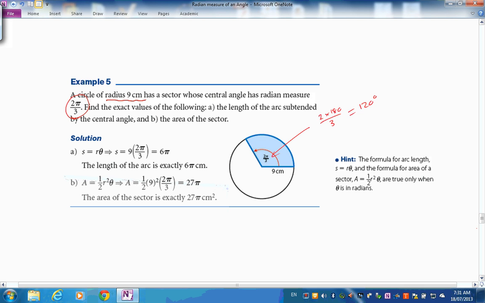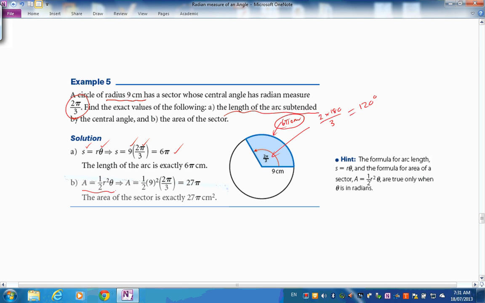So, can we find the length of the arc subtended? Yep, arc length is r theta, which is 9 by 2 pi on 3, which is 6 pi. So the length of the arc is exactly 6 pi centimetres. So that's this here, around here, 6 pi centimetres. If you change it to a decimal, it won't be exact, of course, because pi is irrational. It's a non-terminating, non-recurring decimal, so you'd have to truncate it to 3 significant figures. So we'll leave it in the exact form here.